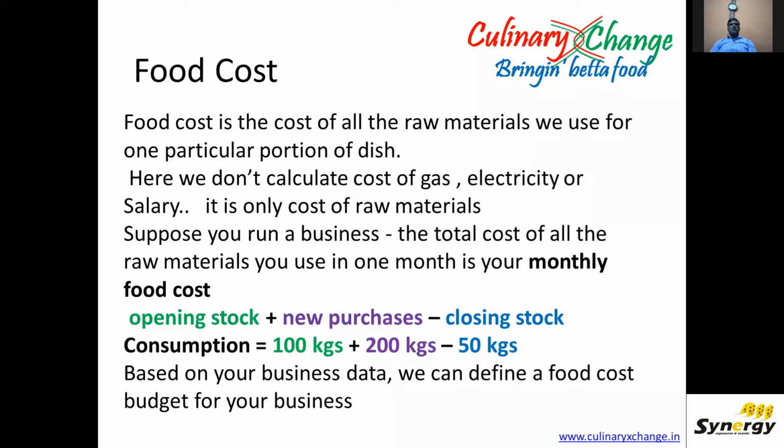Only this. For a menu item, the food cost is the cost of all the raw materials we use to make one portion of this dish. That's it. For a business, a monthly food cost can be calculated this way. This is the cost of all the raw materials we use in a month's time. The monthly food cost can be calculated by taking opening stock plus new stock, new purchases, and minus closing stock.